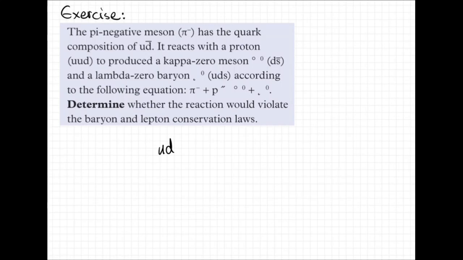Up, anti-down, plus proton, which is up, up, down, produces... You can just use an arrow or whatever. There's a bit of a convention of a squiggly line for decays or reactions and stuff. It doesn't actually matter. To produce kappa 0 meson, which is down anti-strange, and a lambda 0 baryon, which is up, down, strange. Okay.